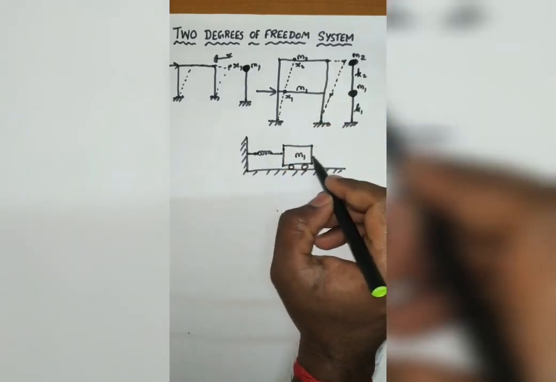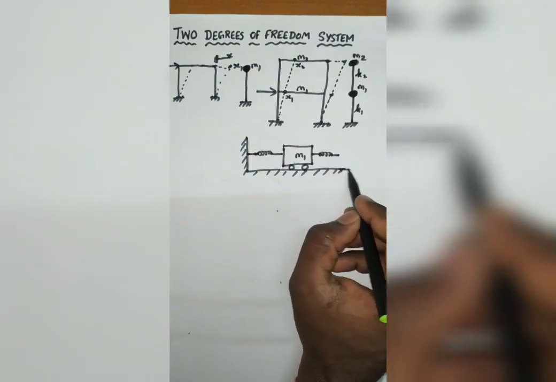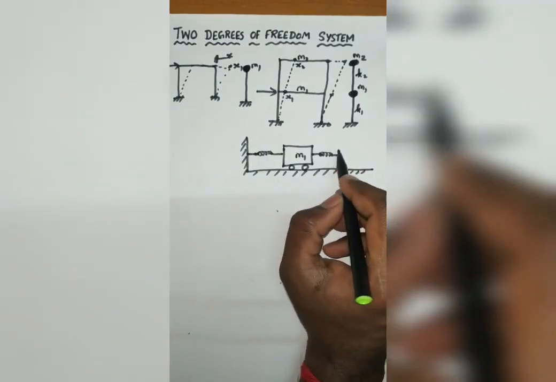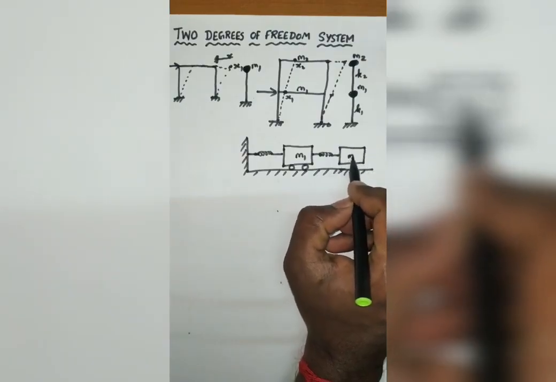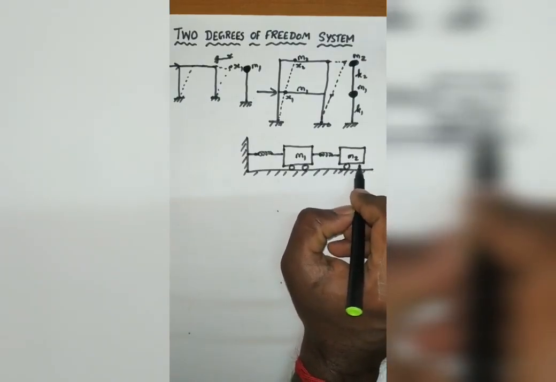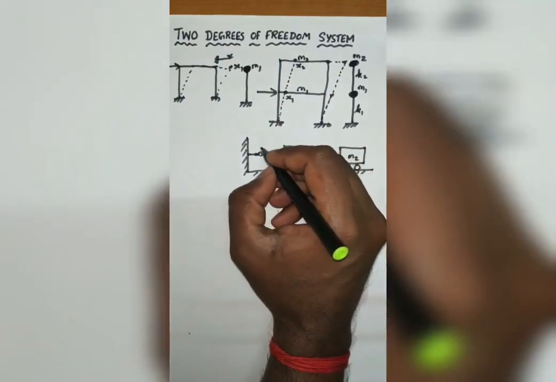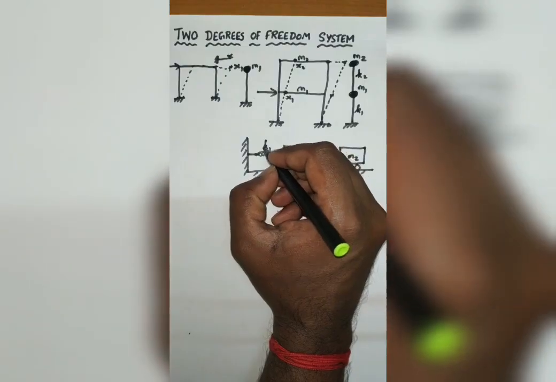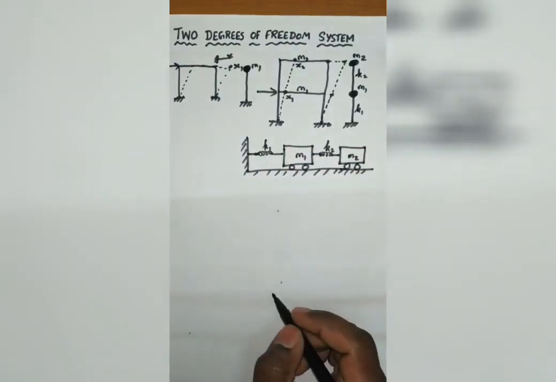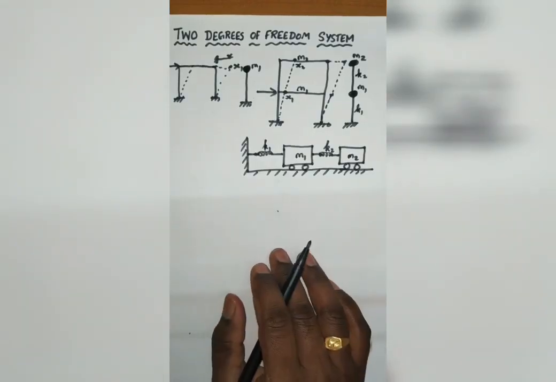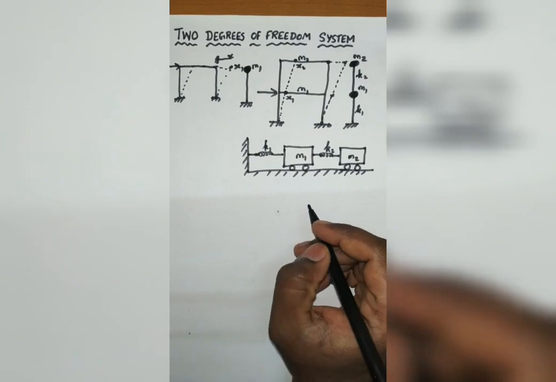Okay, and for the second floor, I have another stiffness, right? So I have to specify the second mass like this, M2, and I have to specify this roller here. So the stiffness of this column will be K1, and the stiffness of this column will be K2. So here you can see there are two stiffnesses for two masses.